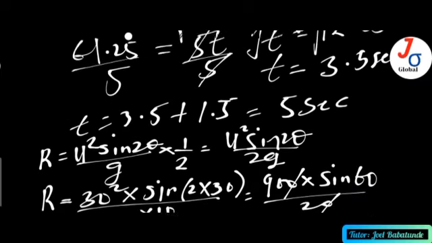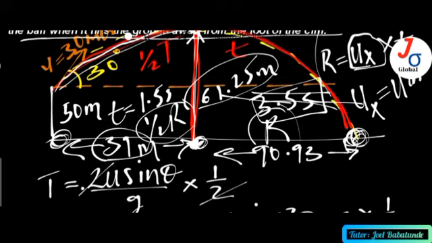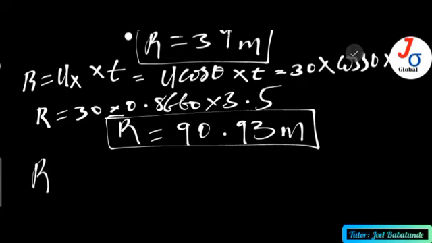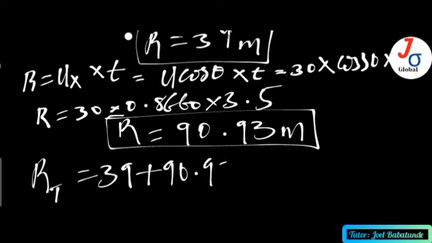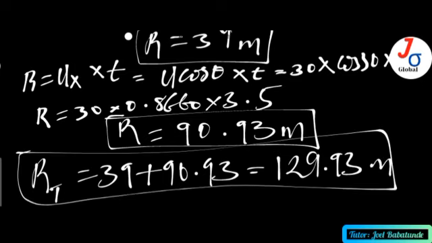And so you have 90.93 here. So what's the total distance? That's 39 plus 90.93. So total R is 39 plus 90.93, and that gives us 129.93 meters. So that is the answer to that question.